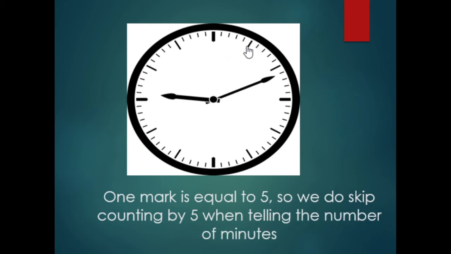As you can see here, if this clock has a number, this would be 1, right? But we don't say 1 minute, 2 minutes, 3 minutes, and so forth. But instead, we say 5 minutes, 10 minutes, 15 minutes, 20 minutes, 25 minutes, 30 minutes, 35 minutes, 40 minutes, 45 minutes, 50 minutes, and 55 minutes. So we do skip counting by 5 when telling the number of minutes. So it's 5, 10, 15, 20, 25, 30, 35, 40, 45, 50, 55, and 60. That is how we are going to tell the minutes.